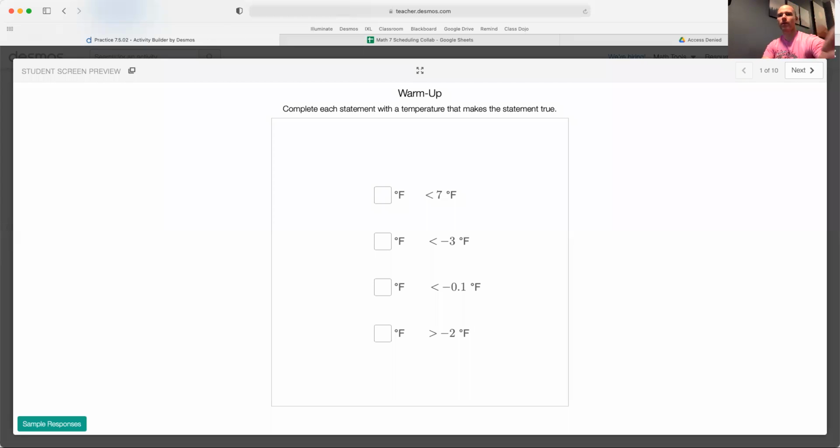I'm going to help you get through this unit 5, lesson 2 in Desmos, the practice problems for it, 7.5.02 as they like to call it. So let's go ahead and get started.